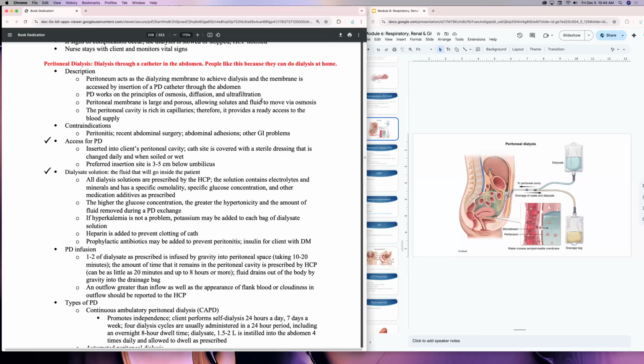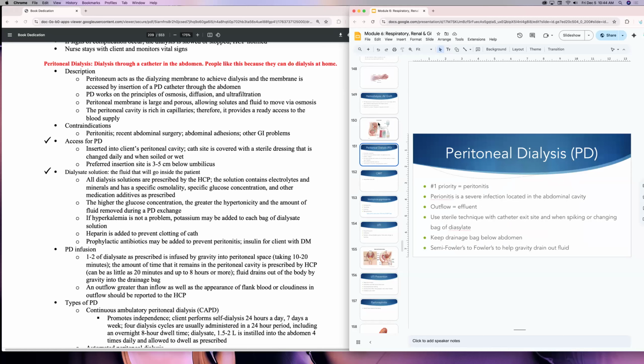So peritoneal dialysis is using a catheter that was placed through the abdomen to perform dialysis. Many people like this because they can do dialysis from home. And so what I want you to know is your number one priority for somebody who's receiving peritoneal dialysis is they are at increased risk for an infection called peritonitis. So please make sure you memorize that.